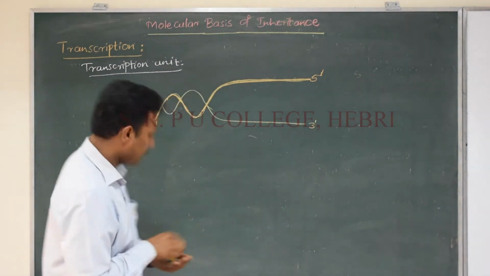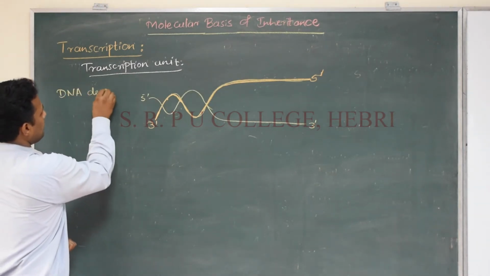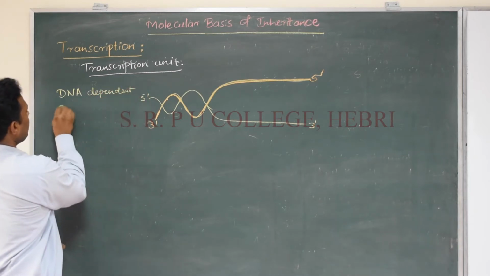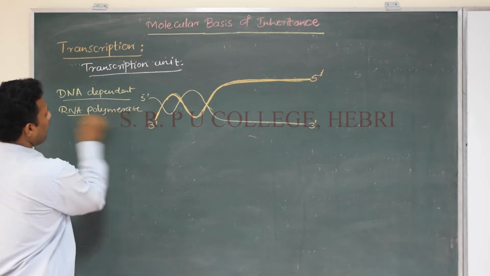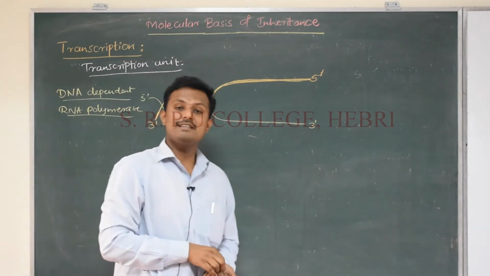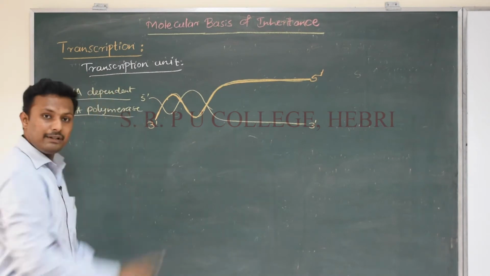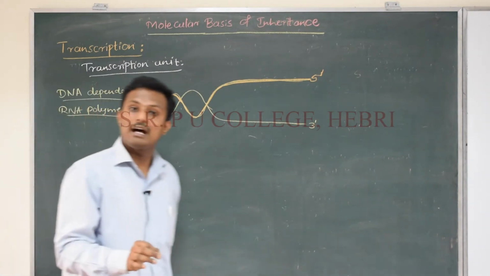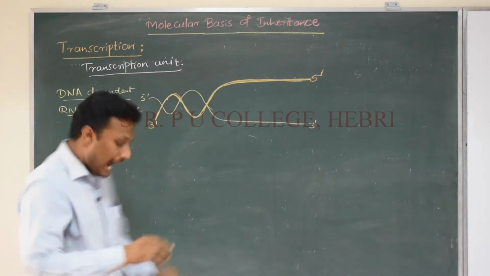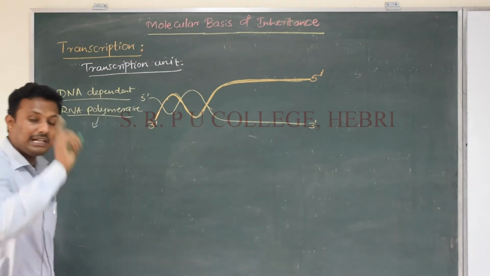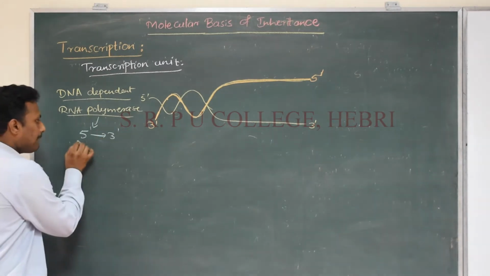Similarly, here we have another enzyme, the DNA dependent RNA polymerase. This DNA dependent RNA polymerase is the enzyme which catalyzes the process of transcription. In other words, it is responsible for the synthesis of the new RNA molecule, and this enzyme functions only in one direction, that is 5' to 3'.